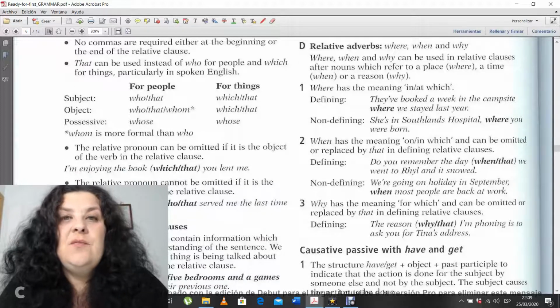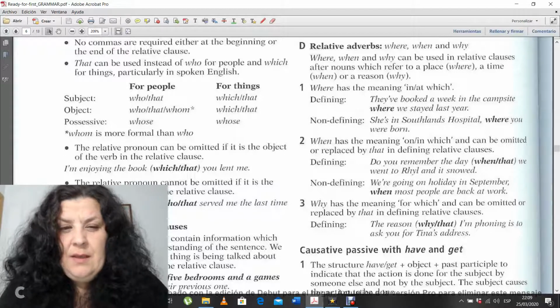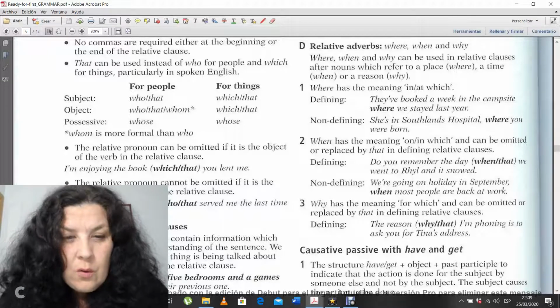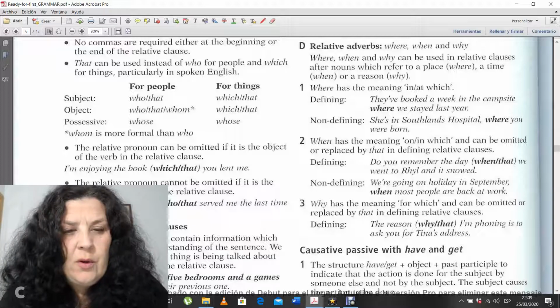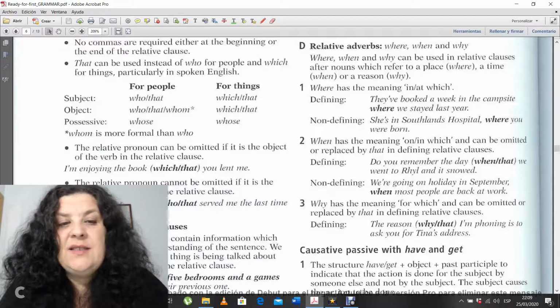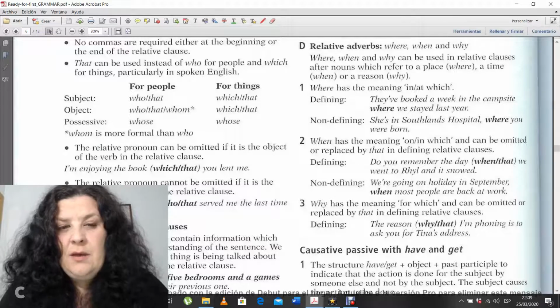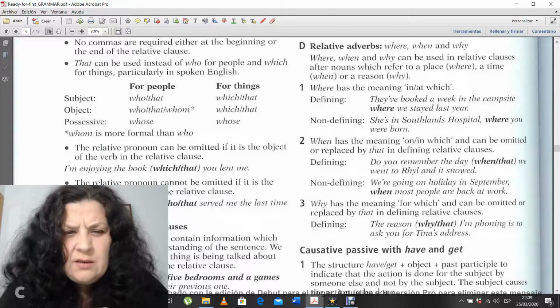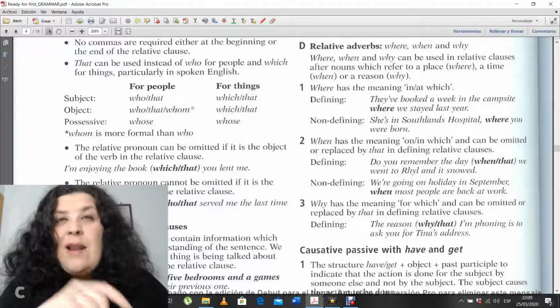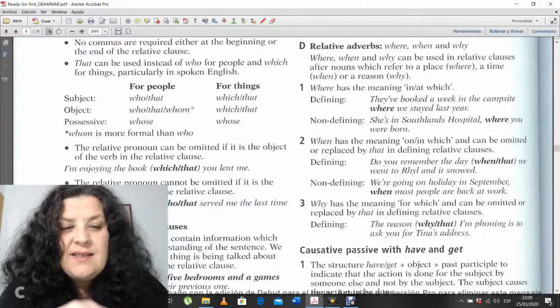Then, sometimes, probably you've noticed that people omit the relative pronoun. And you can do that if it is the object of the verb in the relative clause. For example, I am enjoying the book which or that you lent me. You could say, I'm enjoying the book you lent me. Because which and that substitute the book. So it's the object.